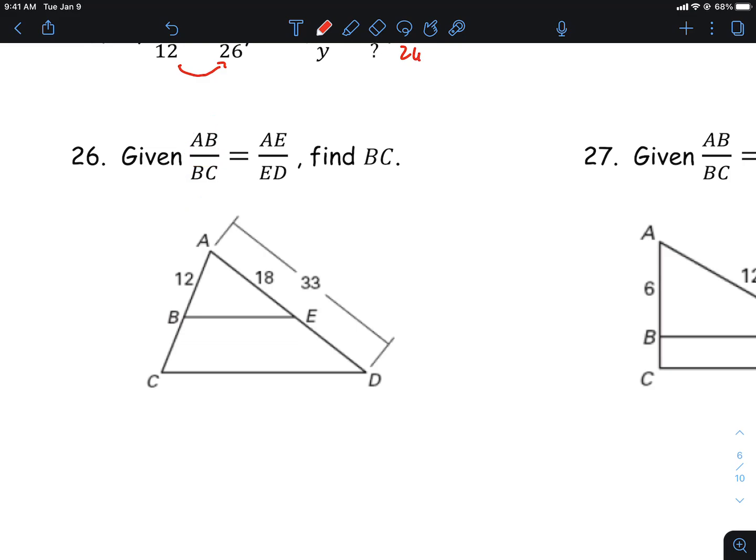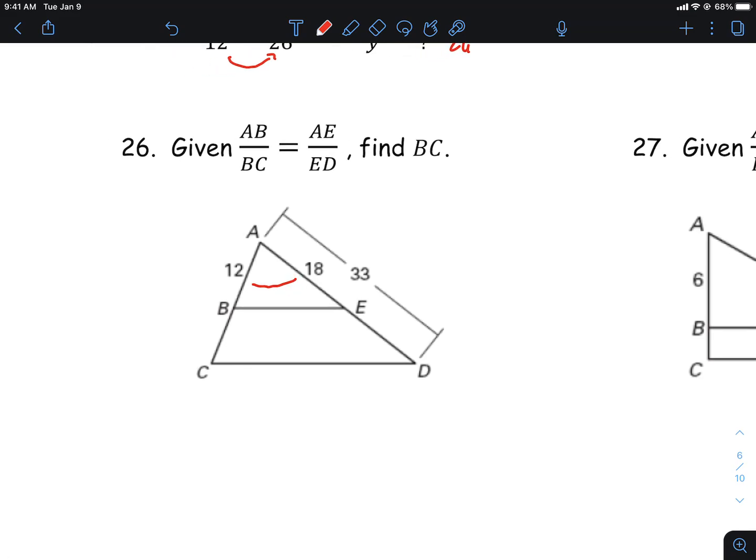So next one here is using the fact that the sides here, AB to BC, are going to be proportional. We can say, okay, well, AB, actually, you should draw it this way. It's not going to make a difference, but you can say 12 to, and we're trying to find BC, we'll call it X for right now. So 12 to X is the same thing as 18 to whatever this side is. Now to find that side, it's just 33 minus 18, which is going to come out to 15, I believe. Yep.